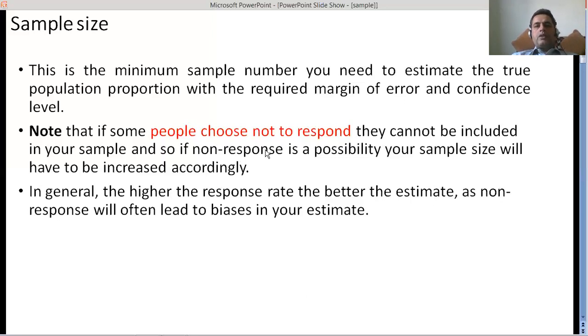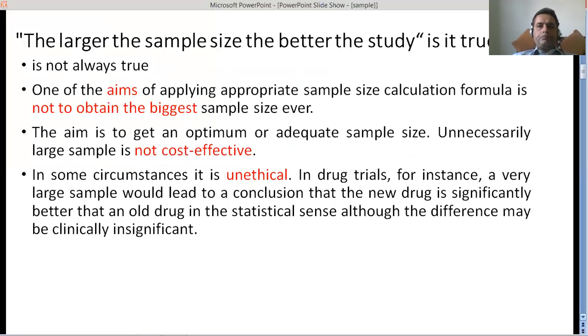And another thing is that if you expect that some people would not cooperate for that particular study, then you should go for increasing the number of samples in order to have the real number of samples representing a population proportion. In general, the higher the response rate, the better the estimate is. Non-response will often lead to biases in your estimate. So you must be very careful about it.